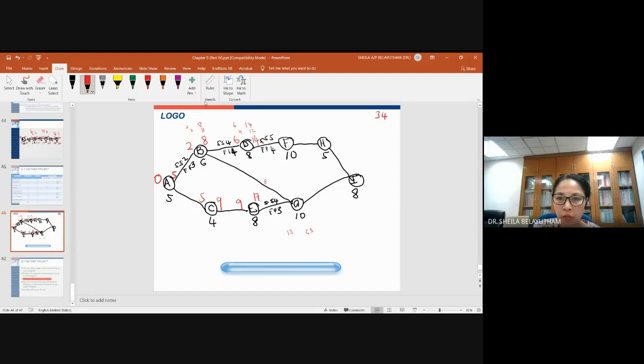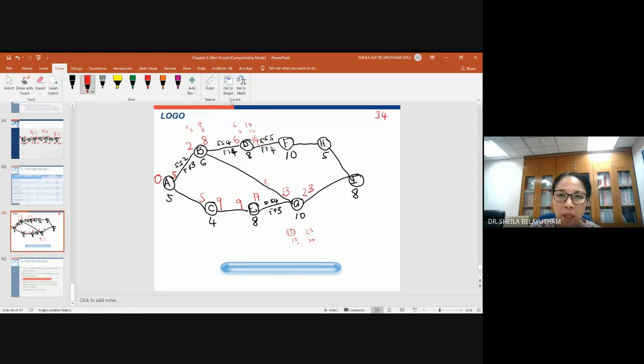Or else it is finish to finish 3. So 17 plus 3, you will finish 20. Minus 10, you will start at 10. Comparing 8, 13, and 10, 13 is the largest. So this will cover everything, so it will not overlap the activities. So 13 plus 10, 23.